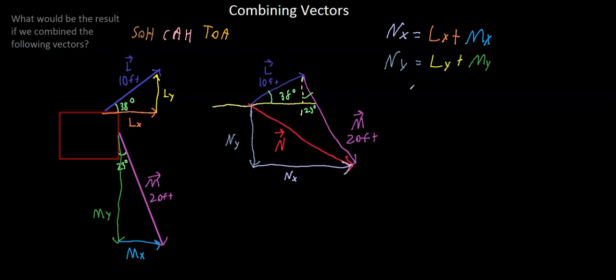So let's start by finding L of x. To find that, we are going to use our angle, so it's going to be one of these values: sine, cosine, or tangent. L of x is adjacent to our angle, and we have the hypotenuse, so that's adjacent over hypotenuse. That is cosine. Cosine of 38 degrees equals L of x divided by our hypotenuse, which is 10. And so we can rewrite this as L of x equals 10 times the cosine of 38, because we just multiply by 10 on both sides.